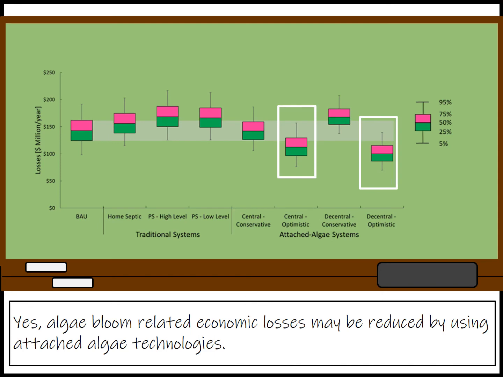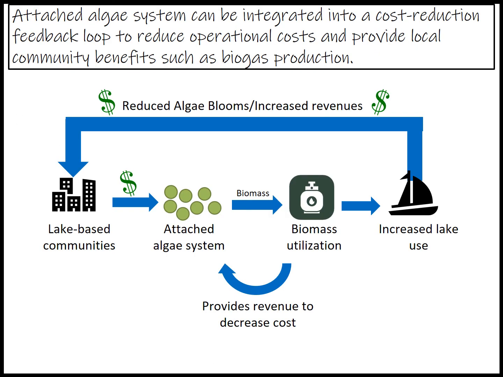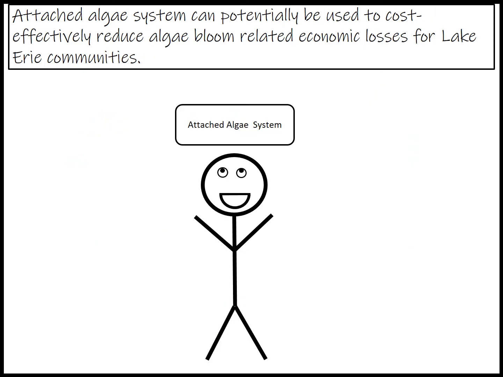Attached algae systems were shown to reduce HAB-related economic losses by around $42 million per year. In addition, these attached algae systems can be integrated into a cost reduction loop to reduce operational costs by utilizing the biomass to provide goods and services for local communities. Our study shows that attached algae systems have the potential to cost-effectively mitigate harmful algae blooms for the Lake Erie area.